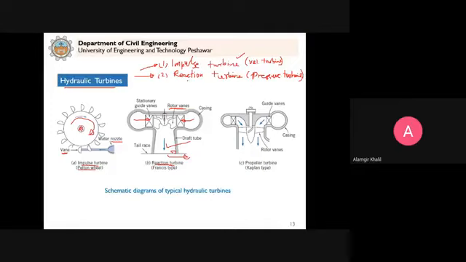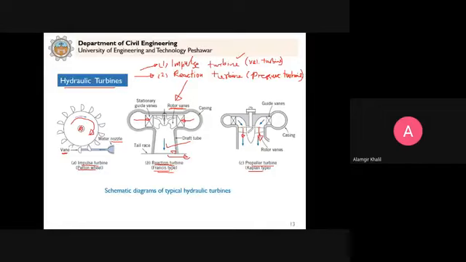So for this reaction turbine, the very common example is the Francis turbine. We will study in detail in today's lecture the working of the Francis turbine. And also we have the propeller turbine. The very common example is the Kaplan turbine. You see here the water enters and then the water flows along the axis of rotation.